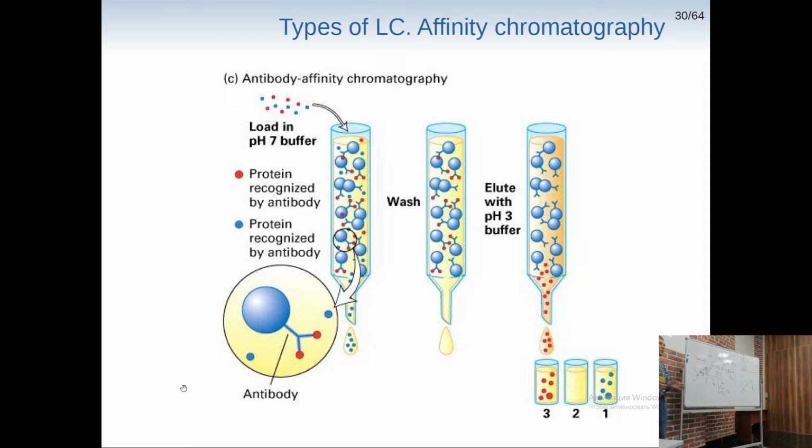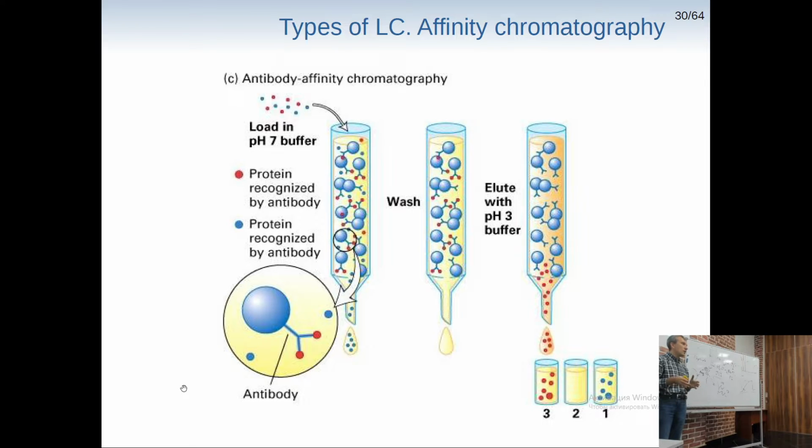And afterwards you can add proteins which will covalently bind to this column. For instance, antibodies. And what do you have now? Gel, which has embedded antibodies, and you can pour your samples through this gel. Everything that can be recognized by this antibody will be kept in this column. Everything else will be eluted.